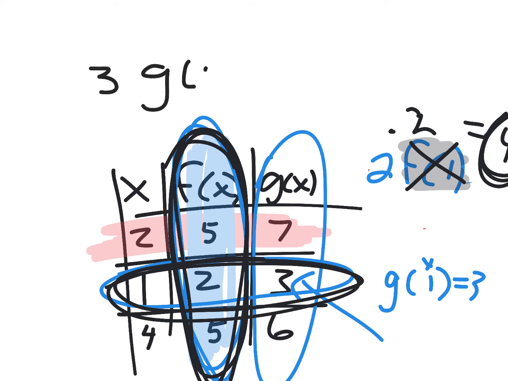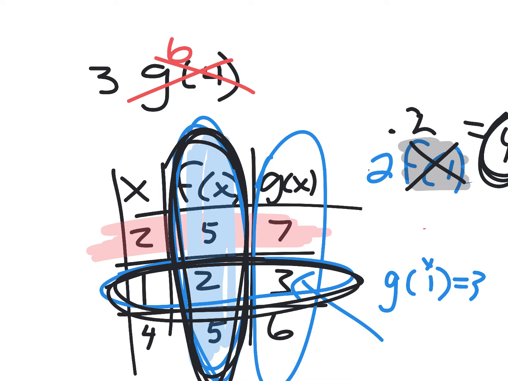3g of 4. Avia, what do you start with? You distribute the g. Nope. You find g of 4. So g of 4. Do you see the g? Yeah. Over in the other column, do you see the 4? Yes. So here's g. So here's 4. There it is. It's 6. So, this part is 6.